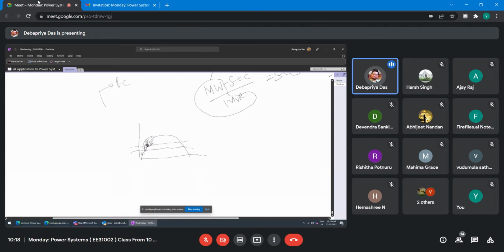This will oscillate around this point, finally it will settle, right? Because ultimately, it is a stable point. So what will happen then?